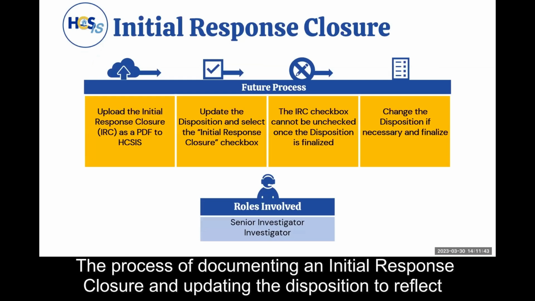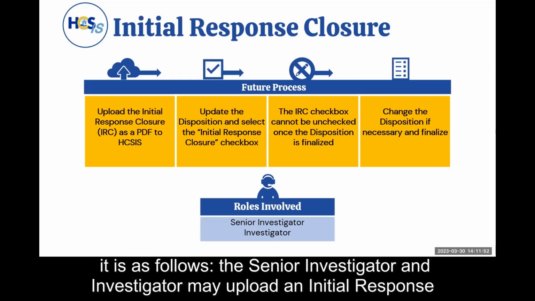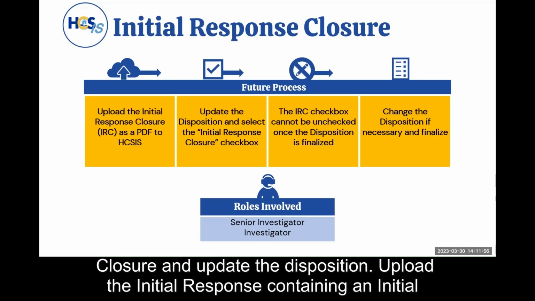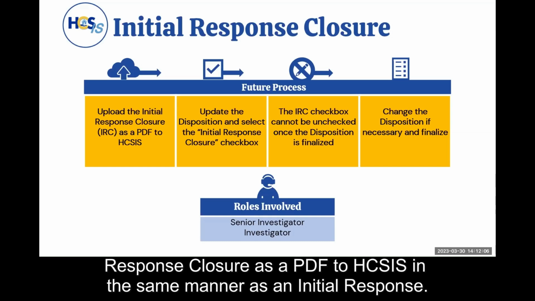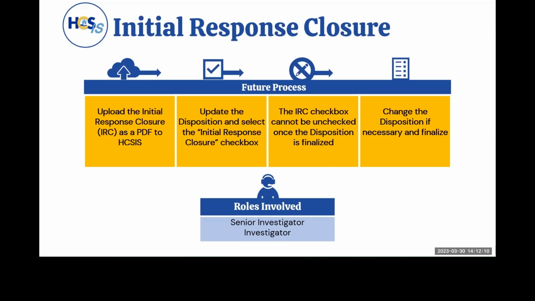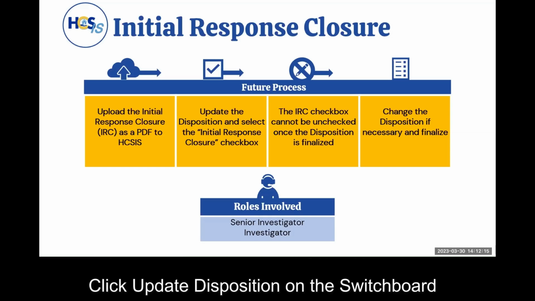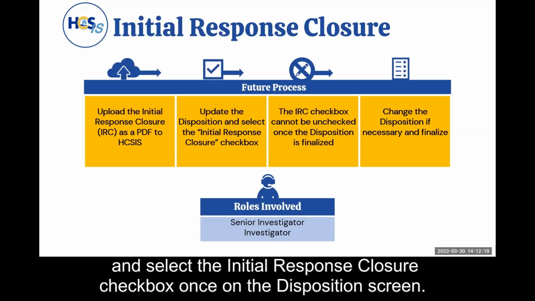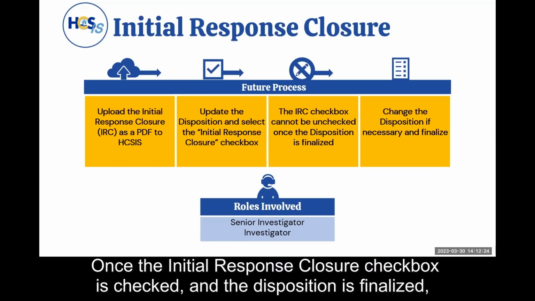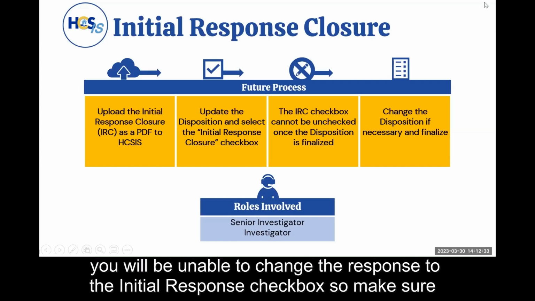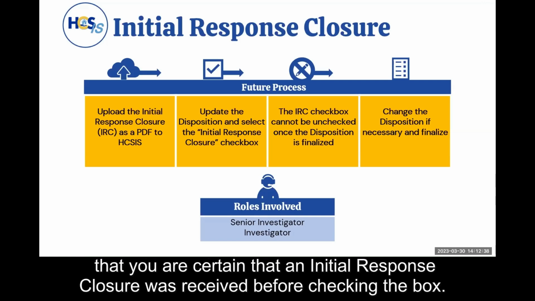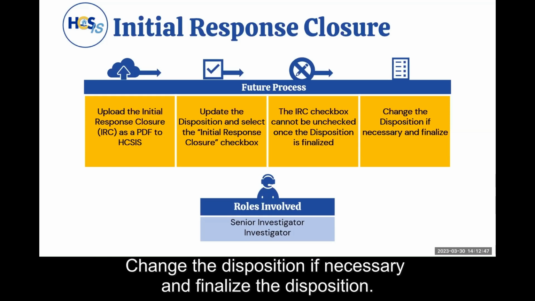The process of documenting an initial response closure and updating the disposition to reflect it is as follows. The senior investigator and investigator may upload an initial response closure and update the disposition. Upload the initial response containing an initial response closure as a PDF to HCSIS in the same manner as an initial response. Click Update Disposition on the switchboard and select the Initial Response Closure checkbox once on the disposition screen. Once the Initial Response Closure checkbox is checked and the disposition is finalized, you will be unable to change the response to the Initial Response checkbox. So make sure that you are certain that an initial response closure was received before checking the box. Change the disposition if necessary and finalize the disposition.